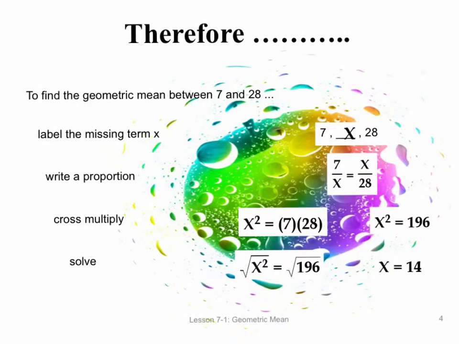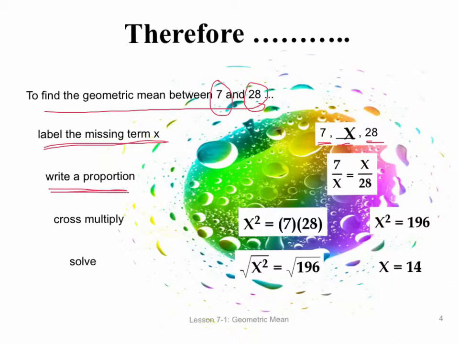Okay, here's one example to begin with. Let's find the geometric mean between 7 and 28. So let's assume that 7 and 28 are part of a geometric sequence. We want to find out what the missing term x is. So notice that we have 7 here, and we're going to put an x there because we don't know what will be in between, and then the 28. We can now write a proportion to find out what that x is. 7 over x is the same thing as x over 28.